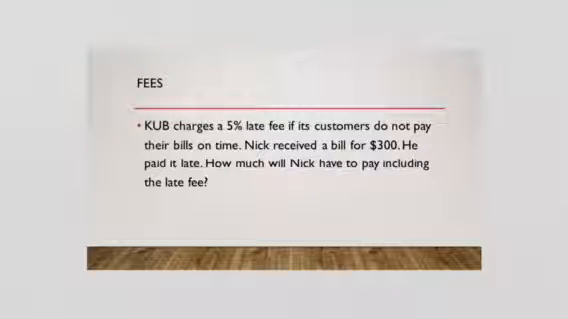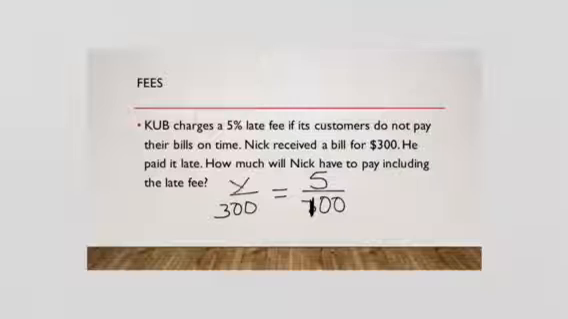All right, KUB charges a 5% late fee if its customers do not pay their bills on time. Nick received a bill for $300. He paid it late. How much will Nick have to pay, including the late fee? So we want to set up our percent proportion. And right here goes our 100. Always put our 100 there. 5% up top. We know our bill is $300, and we're trying to figure out what part is the fee.